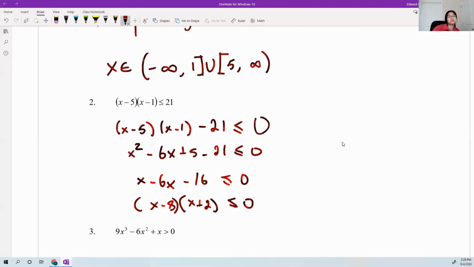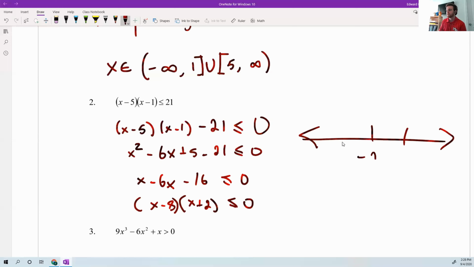Those are the important points. There's the correct grammar. We're going to throw negative 2 and 8 onto a number line. And then now let's critically think about when these intervals are positive and negative. So how can I establish what this graph looks like over here?